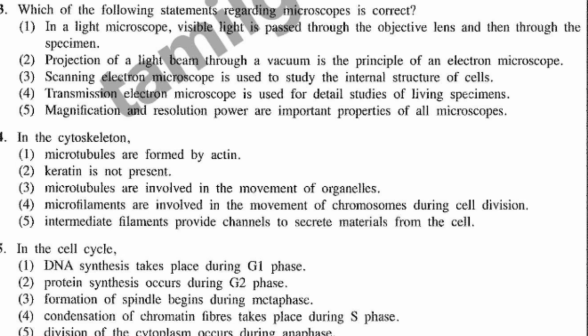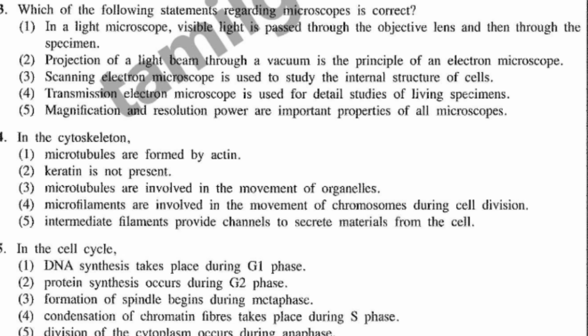Then if we see the fourth statement, it says microfilaments are involved in the movement of chromosomes during cell division. That is wrong. In cell division, these chromosomes are moved by microtubules, not microfilaments. Fifth statement, intermediate filaments provide channels to secrete materials from the cell. That is wrong. So the answer is number 3.